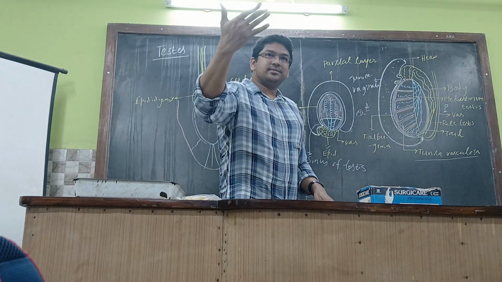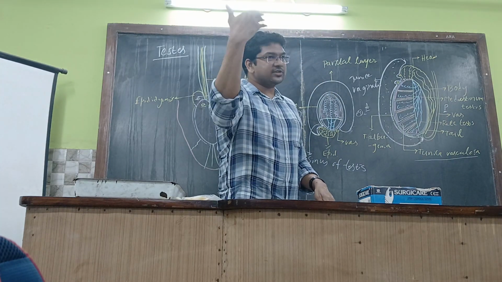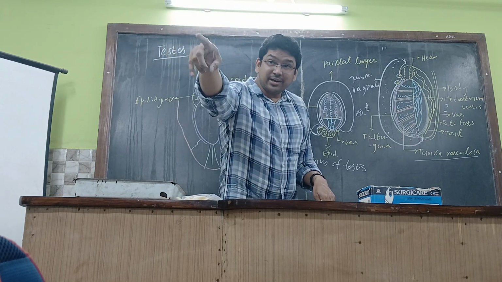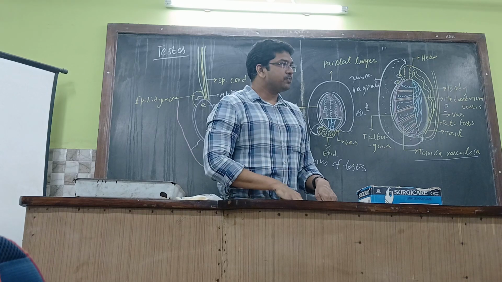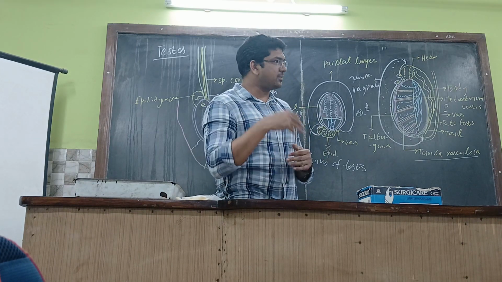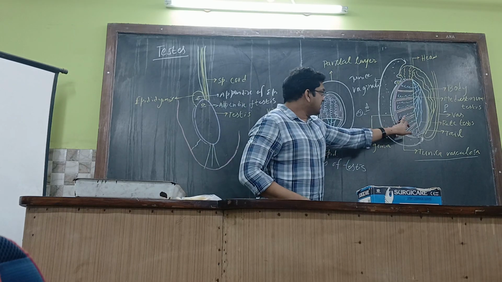Primary spermatocytes, then followed by secondary spermatocytes, then followed by spermatids, then followed by spermatozoa. These generations will be asked in the exam. That's why I'm trying to remind you. So these generations will be found.